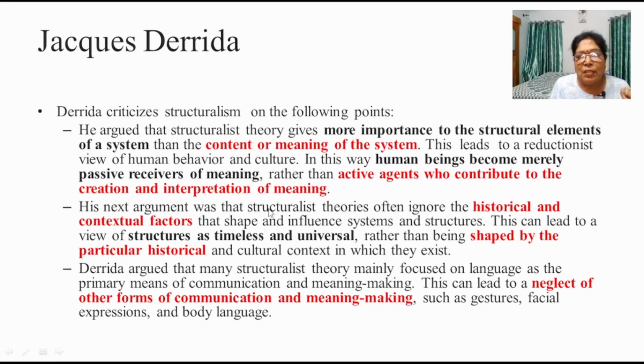His next argument was that structuralist theories often ignore historical and contextual factors that shape and influence system and structure. So, he was not denying that things have a structure. He was okay with the fact that things have a system, language also has a system and a structure. But he says that the structuralists are completely ignoring the historical and contextual factors. According to Jacques Derrida, these historical and contextual factors shape and influence the structure which is going to be studied by structuralists, and this can lead to a view of structures as timeless and universal rather than being shaped by the particular historical and cultural context in which they exist.